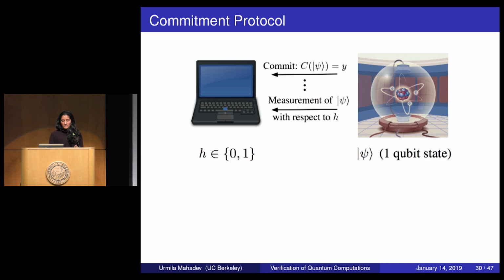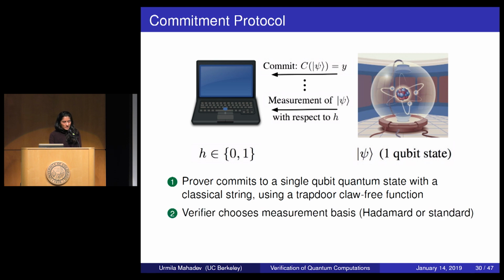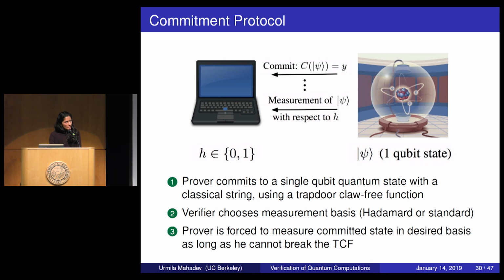Here's a reminder of the commitment protocol. I'm going back to the single qubit case for simplicity. So the prover commits to a single qubit quantum state with a classical string using a trapdoor claw-free function. Then the verifier chooses a measurement basis, either Hadamard or standard, and the prover should be forced to measure the committed state in the desired basis as long as he cannot break the trapdoor claw-free function.